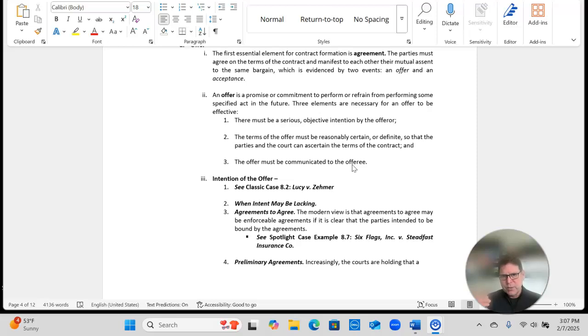So the court said if it is definite and certain in its terms, if it's identifiable, if it's communicated to a particular offeree or group of offerees, if there is objective, serious intent that can be ascertained from the document itself to sell that particular item. So what does that look like?